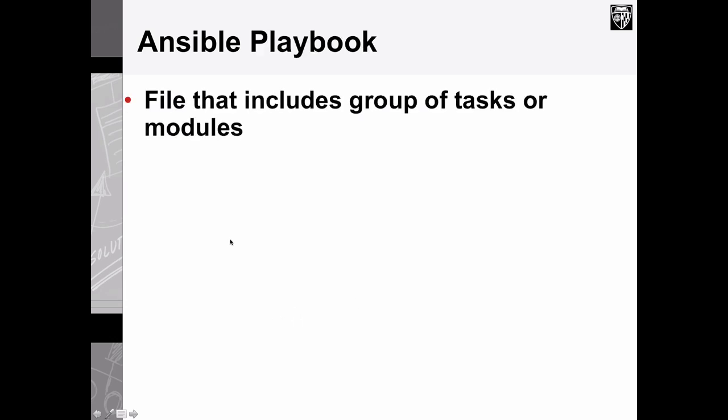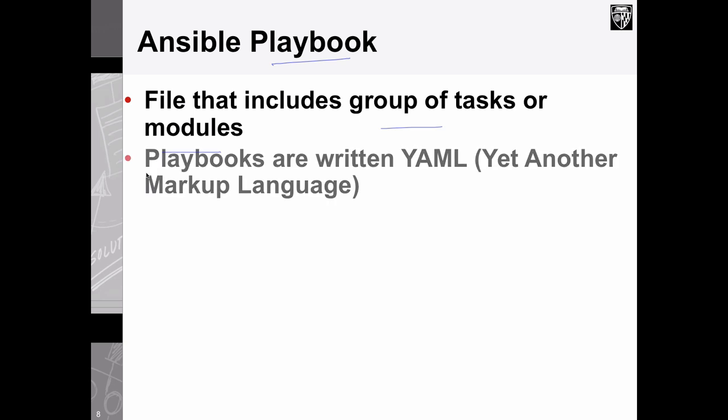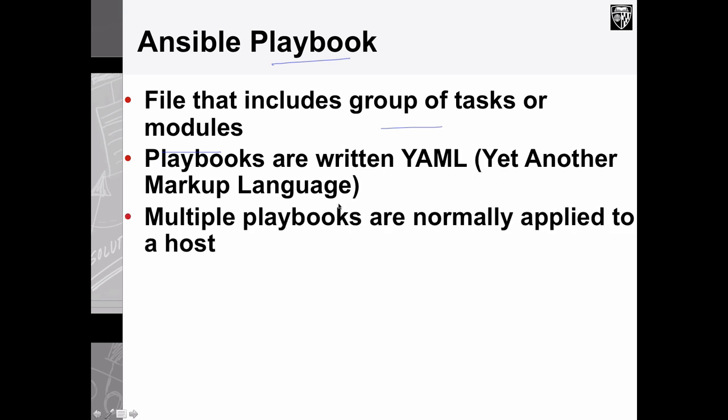The commands that we executed earlier, -m ping and -m command, are one-time actions. What if you want to run these commands or a set of tasks on a frequent basis? That's where the Ansible playbook comes into the picture. You essentially create a file that defines the state the instance has to be in. This is a file that includes the group of tasks or modules that you want to execute on a set of servers. These playbooks are written in YAML, yet another markup language.